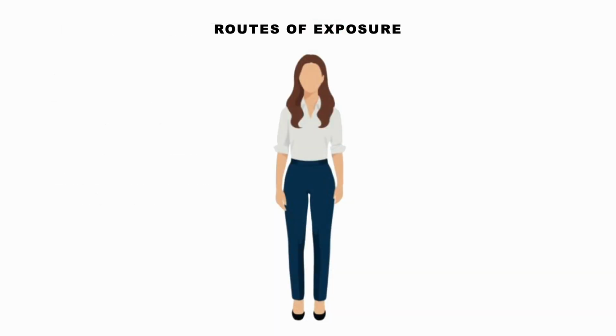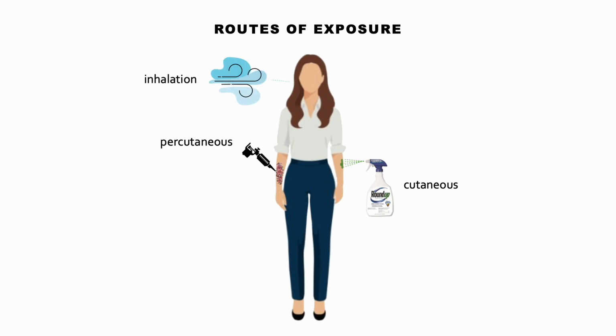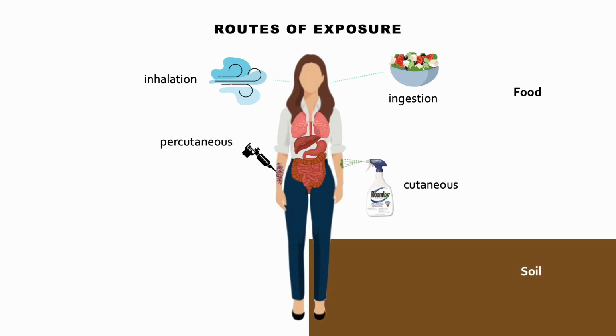Understanding the mechanism by which people are exposed to a hazard is important for understanding the health impact and for designing interventions to mitigate risk. Routes of exposure include cutaneous or dermal, when an agent comes in contact with the skin; percutaneous, when a contaminated sharp object such as a needle punctures the skin; inhalation, when airborne agents such as gases enter the body through the respiratory tract; and ingestion, when agents in food or water are swallowed and enter the body through the gastrointestinal tract.